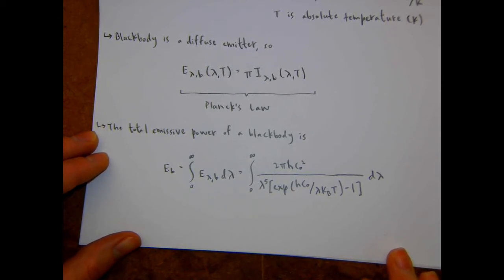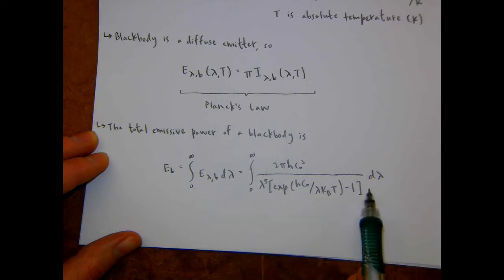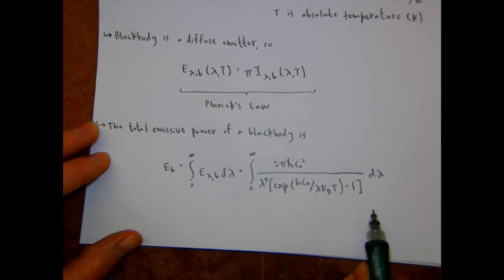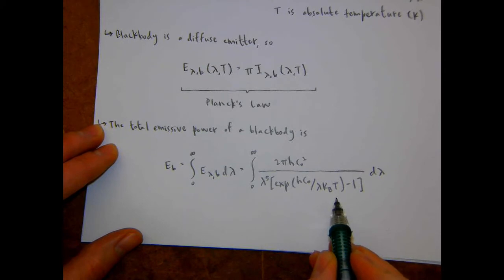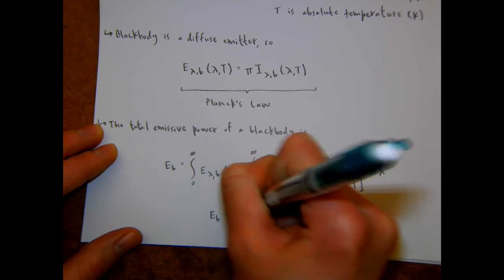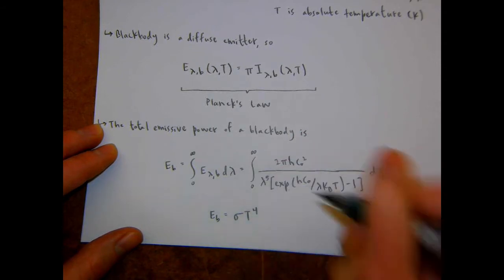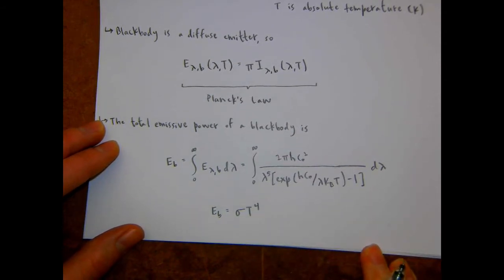And then since these constants are all known, we're just integrating in terms of lambda from 0 to infinity. So the only variable that we'll have left is the temperature T. Performing that integration, we get the familiar expression for the emissive power of a black body as sigma times T to the fourth. So that's where this expression comes from that we first introduced when we talked about radiation.